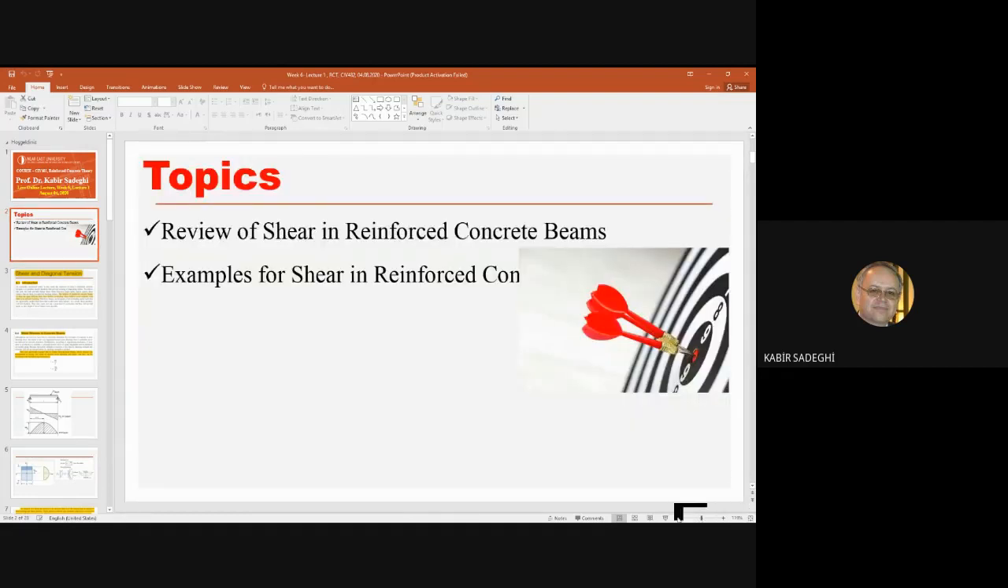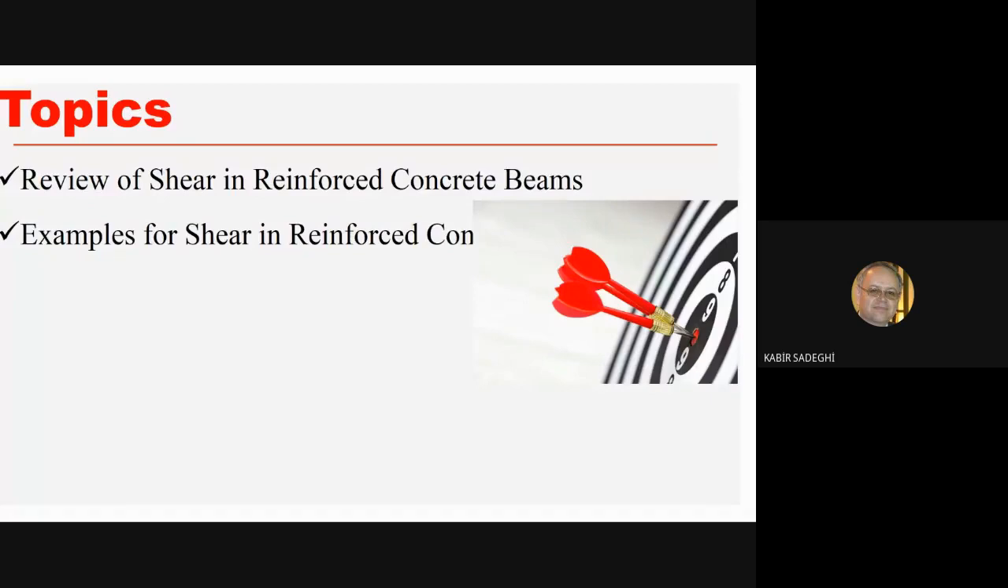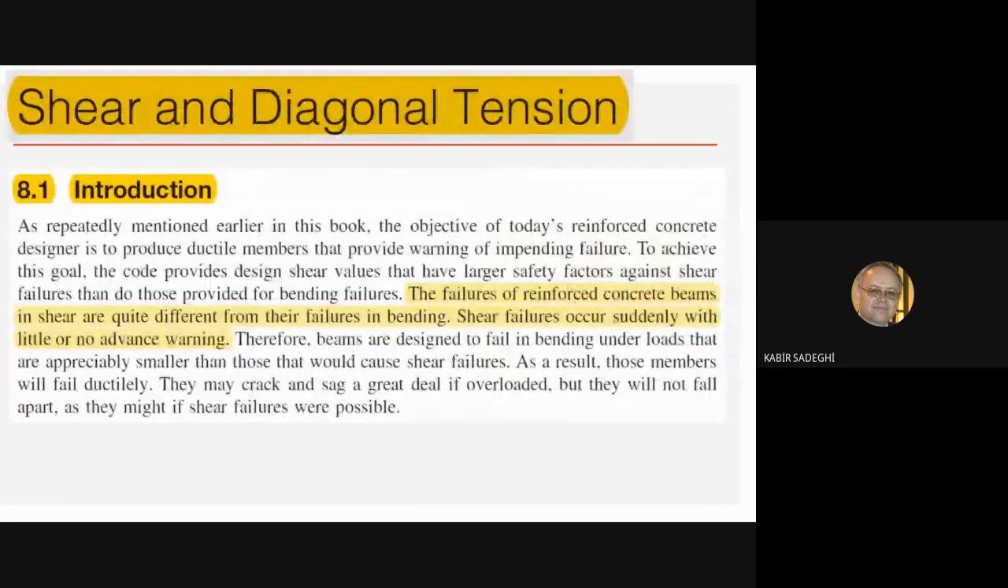You see now the topics of the lecture of today. You will see the shear in reinforced concrete beams and some examples for the shear. We started last lecture to see the shear, and now we review that and continue to see more examples.